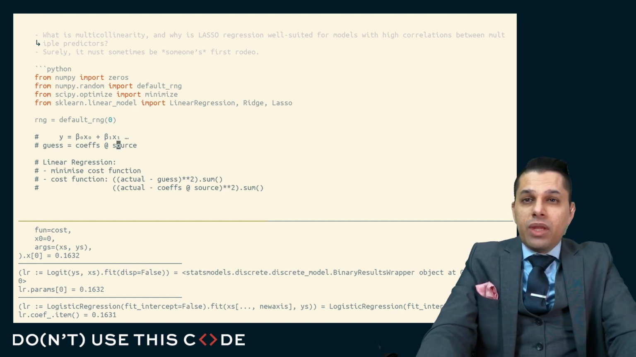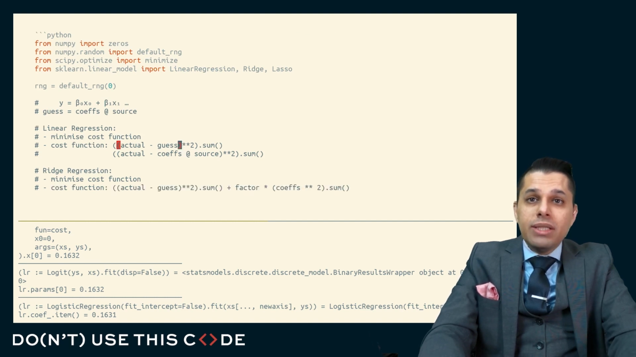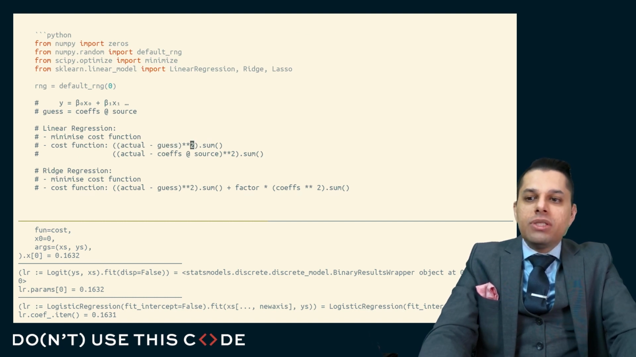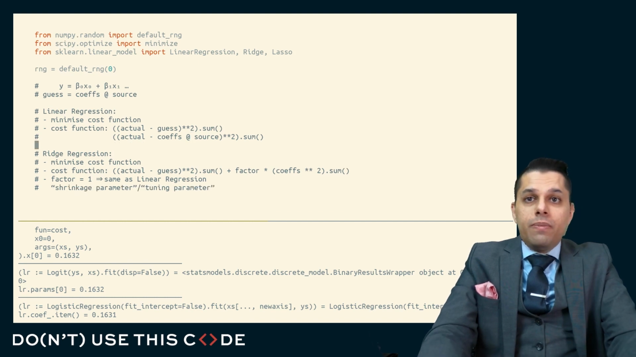In a linear regression, all we're looking to do is minimize a cost function, and the cost function we're looking to minimize is just the actual minus the guess squared, the sum squared difference between the actual values you see and the guesses that we have, which we could formulate in this fashion: the actual minus the coefficients dotted with the source squared.